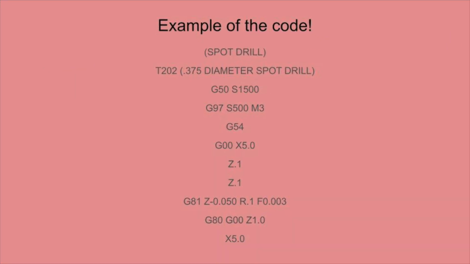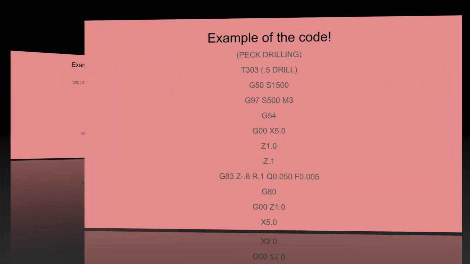Now let's take an example at the first line of code. This is going to be for spot drilling. You can see that I turn the spindle on, I rapid to a safe X location, and then I go to Z.1, and then I just call up the G81, going down to a depth of -50 thou with a retract to 0.1 with a feed rate of 3 thou per revolution.